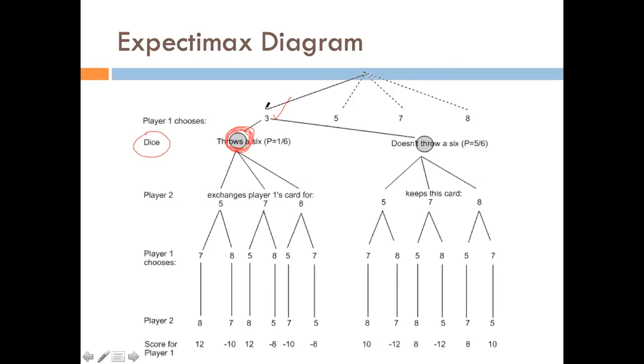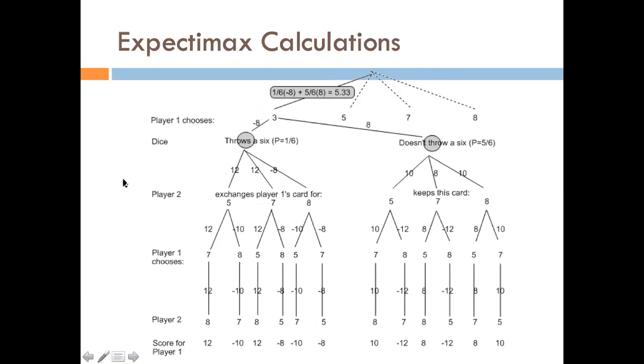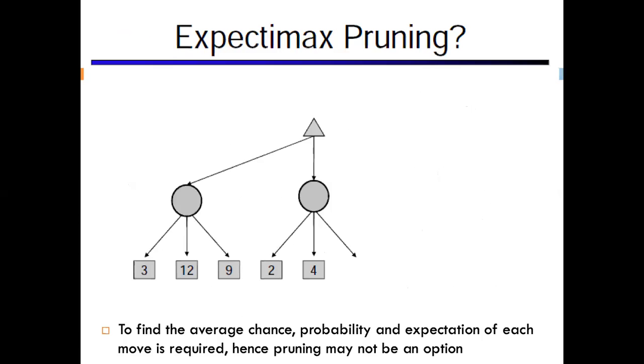So you have a max node, and then the choice of player two is based upon some outcome of some random process. So this is what expecti-max would look like. Okay, so in case of expecti-max, you can't really prune away certain parts of the tree.